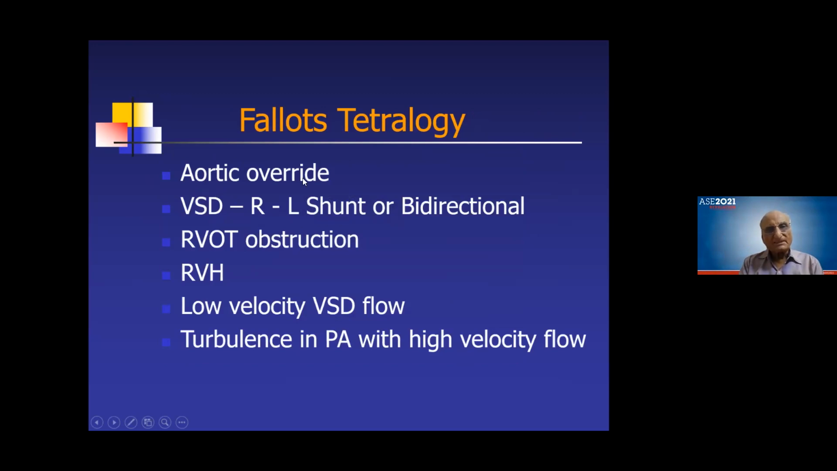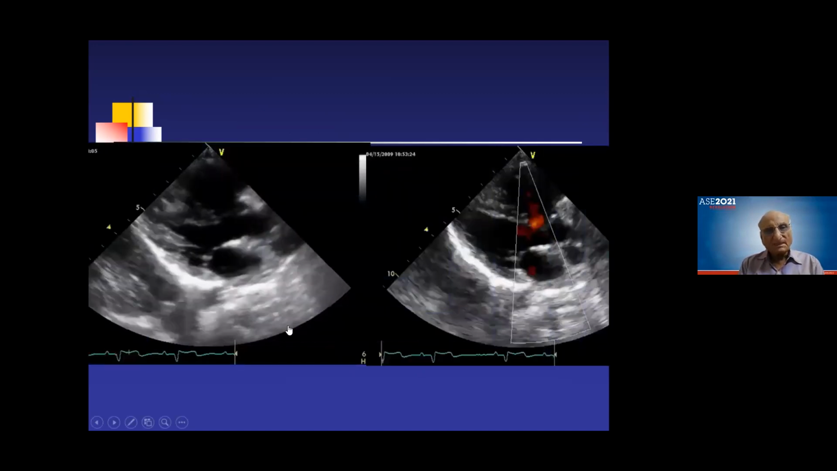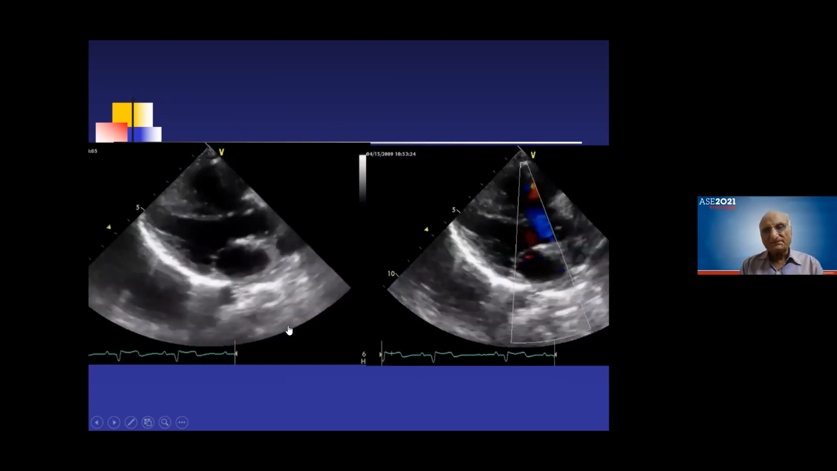So there is an aortic override, a VSD which can be right to left or bidirectional, RVOT obstruction, which we showed you, RVH, low velocity VSD flow, and there is a turbulence in the pulmonary artery with a high velocity flow because of a severe pulmonary stenosis. So they cover what is known as Fallot's tetralogy. And as I told you, never be satisfied with one lesion.